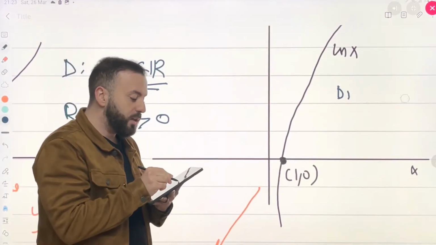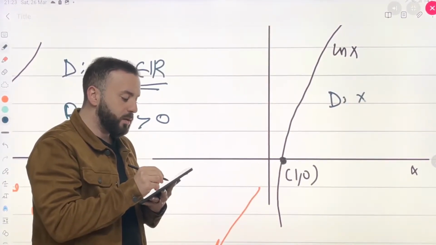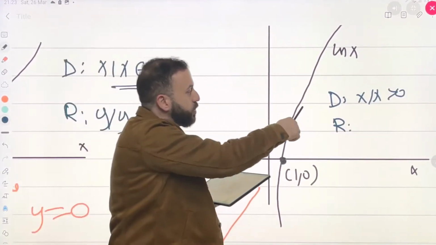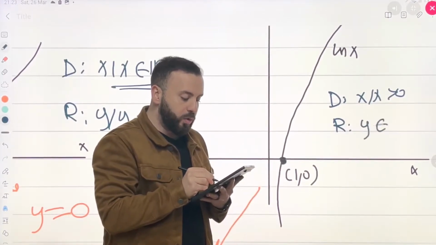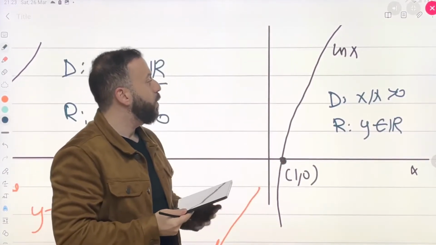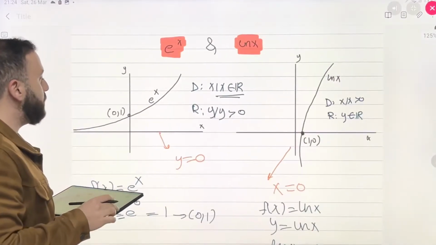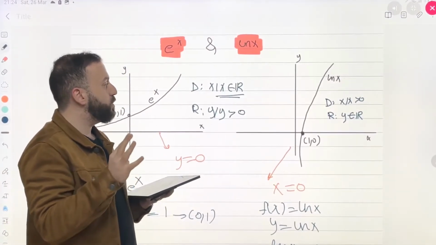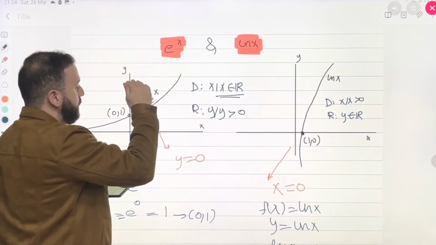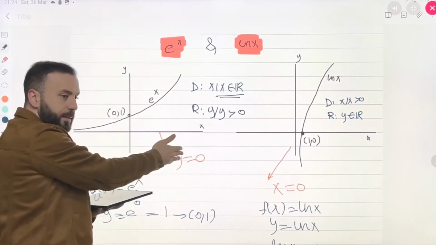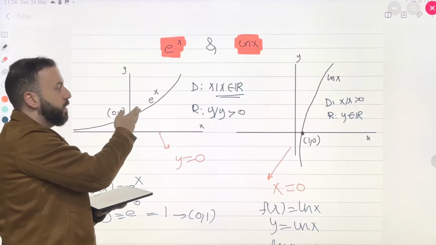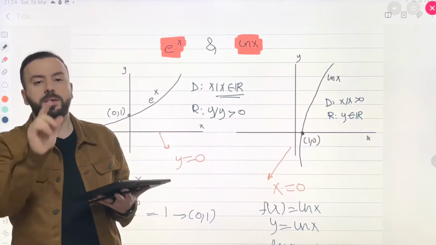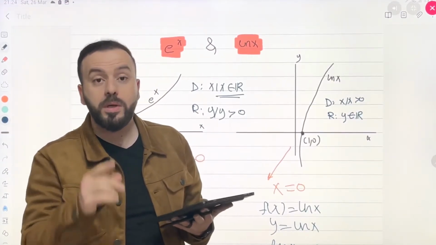And what about the range? As you can see here, domain x, so x greater than 0, and the range in this case is what? y belongs to what? All real numbers. As you can see, y belongs to all real numbers. So in this case, I just mentioned 4 major things: first of all, the domain, the range, the asymptote, and the intercept, whether it's an exponent or the natural logarithm.